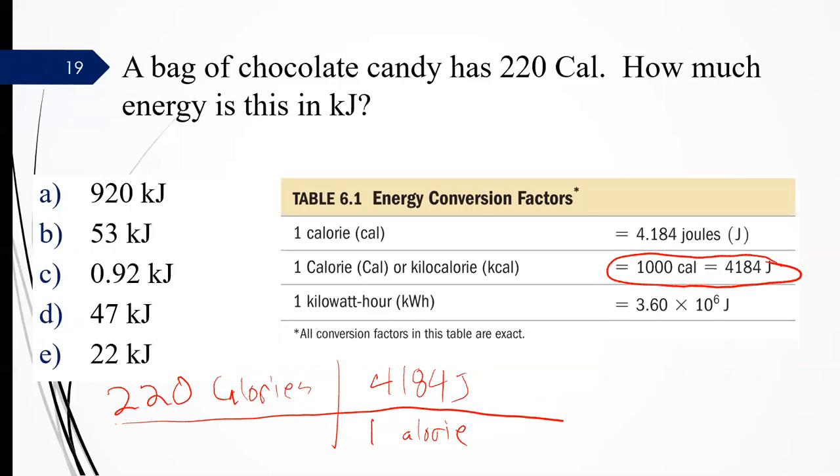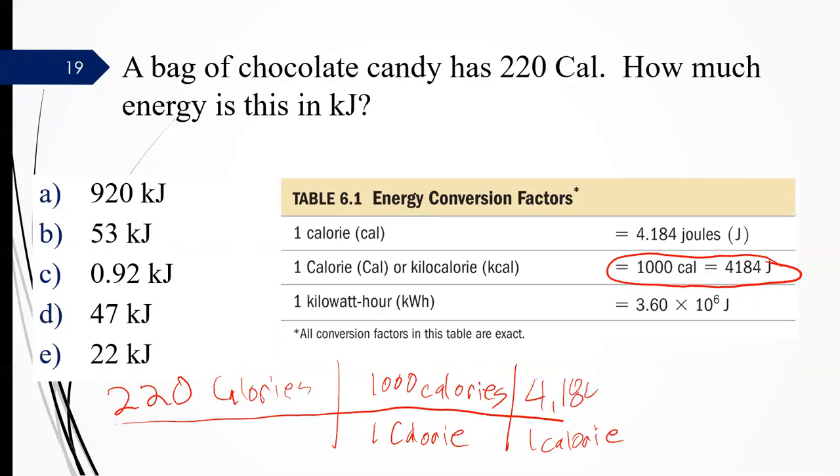Or what you can do is you could say, well, 1 big C calorie is 1,000 small calories. And 1 small calorie is 4.184 joules. Good. Almost there. One last part. We need to get that kilojoules. So 1 kilojoule is 1,000 joules.